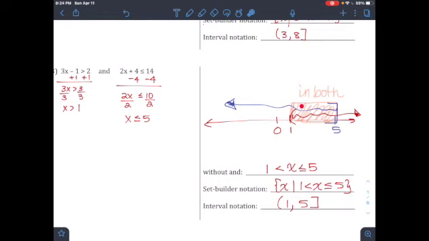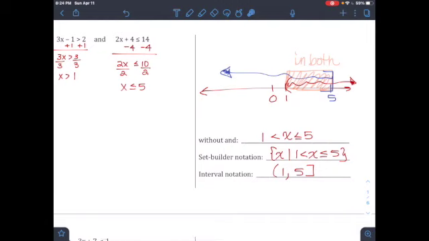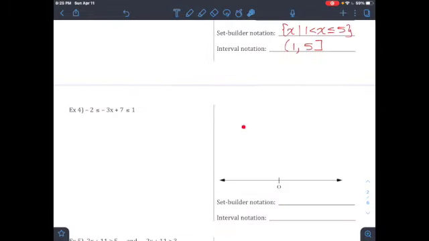You should see it's a parenthesis at 1 and a bracket at 5. That's in both of them. So to write that without the "and" is just 1 less than x and less than or equal to 5, based on the signs they have. And I just rewrite it as 1 less than x less than or equal to 5. That's the set builder notation. And interval notation is just telling me the two ends, so it's going to be a parenthesis at 1 and a bracket at 5. That's example number 3.